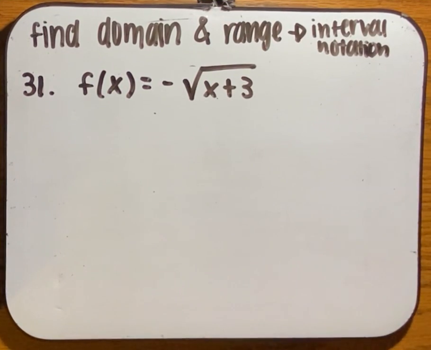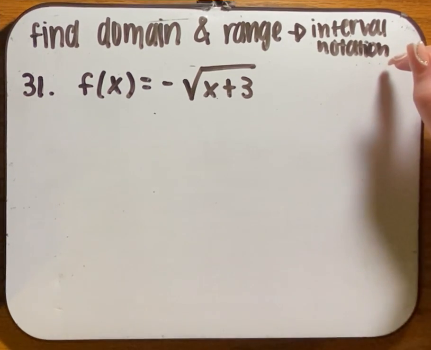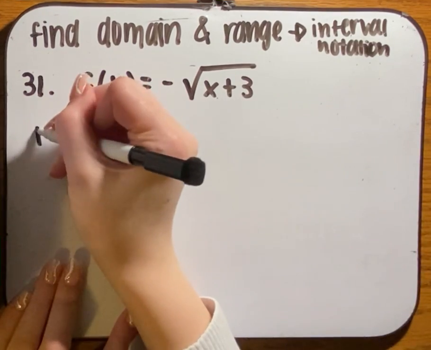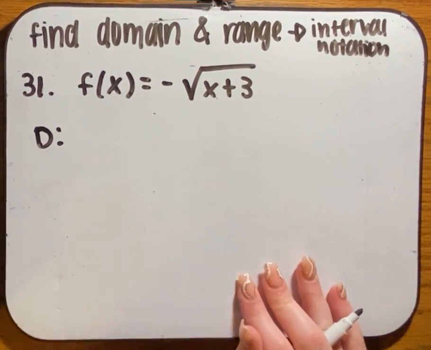This is the Calculus University packet number 31. So finding domain and range and then writing that in interval notation. So this is the equation we're given. So let's do domain first. So that deals with the x values.